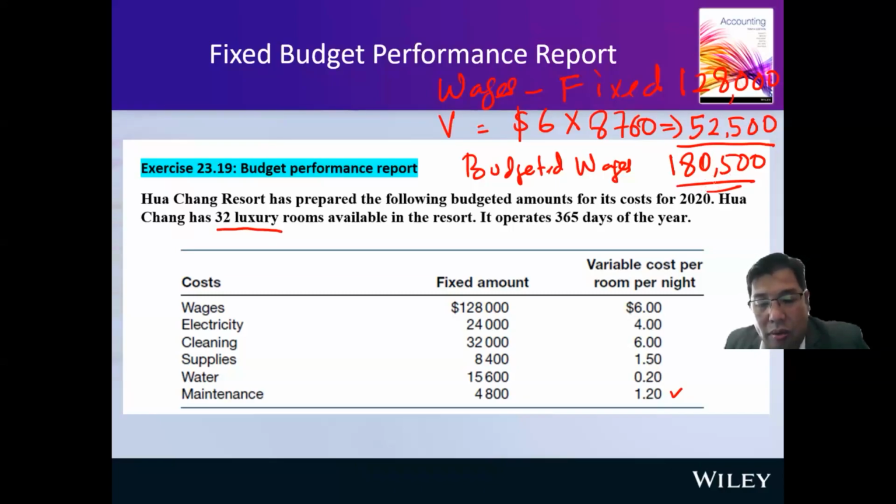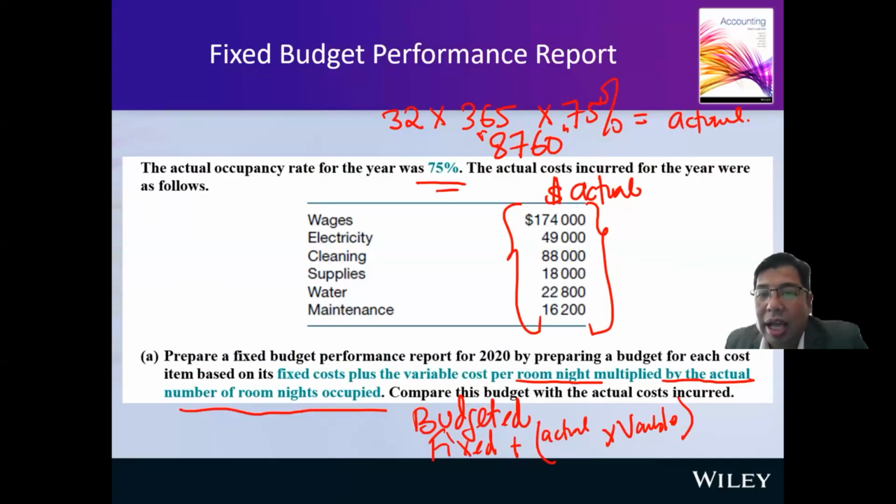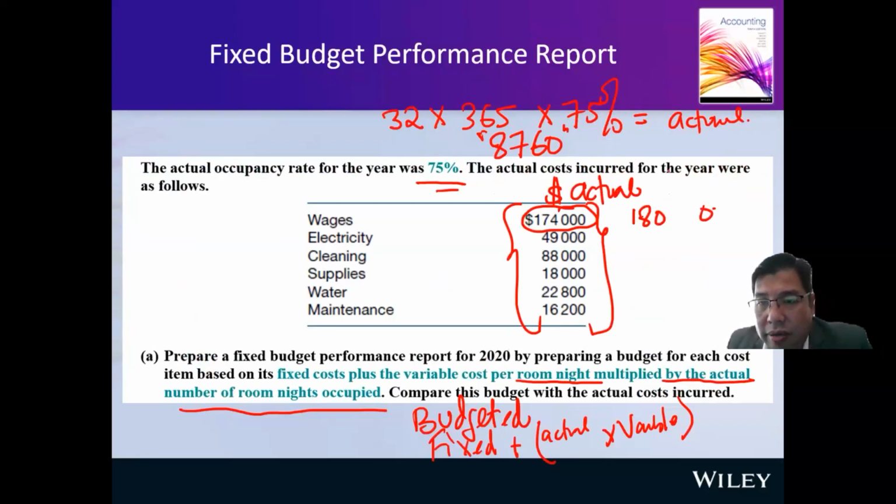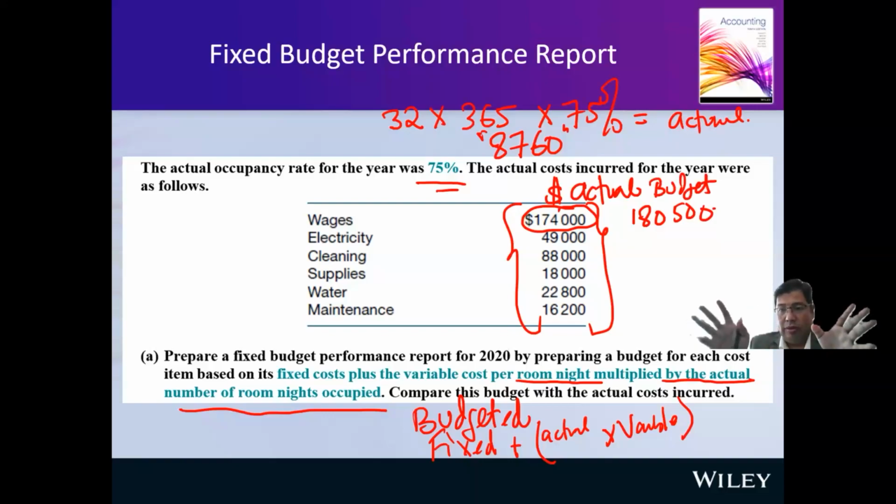So the budgeted amount here is 180,500. When you look at your record, the actual is 174,000, but your budgeted is 180,500. So my question to every one of you, whether in terms of wages or labor, are you doing well or not? You expected to spend 180,500, but the actual is 174,000. Are you good or bad in managing this cost?